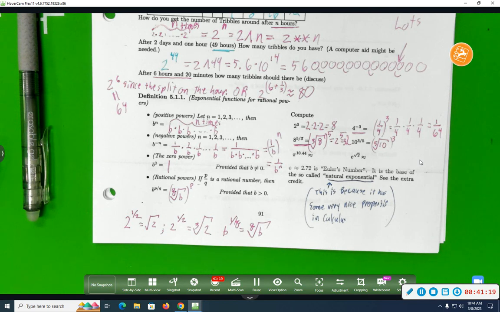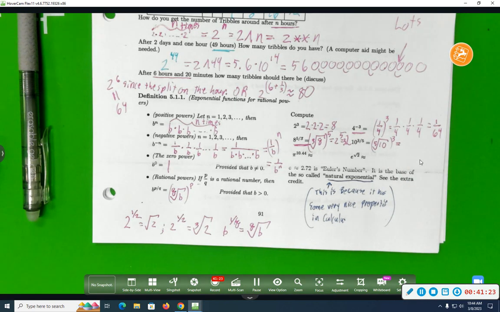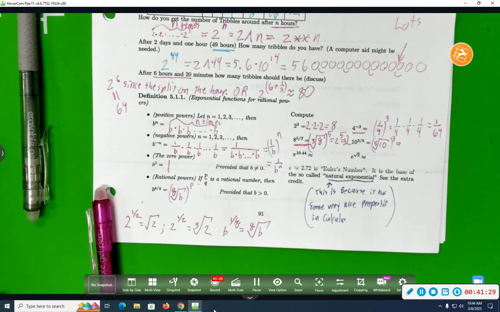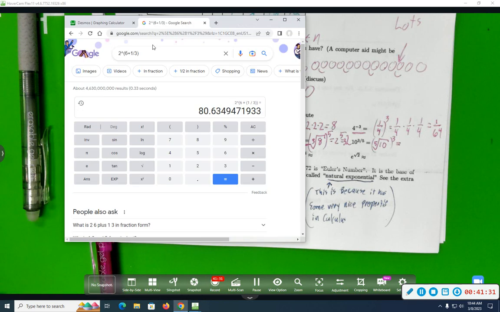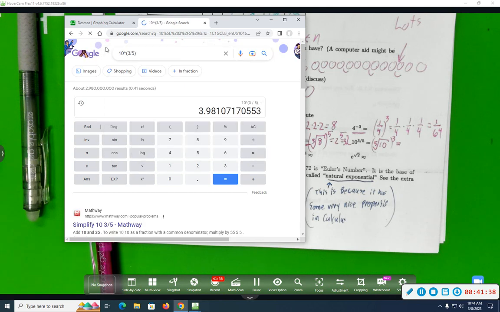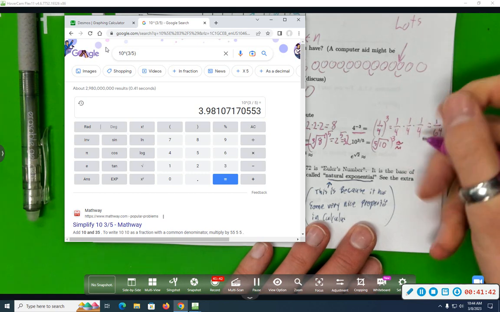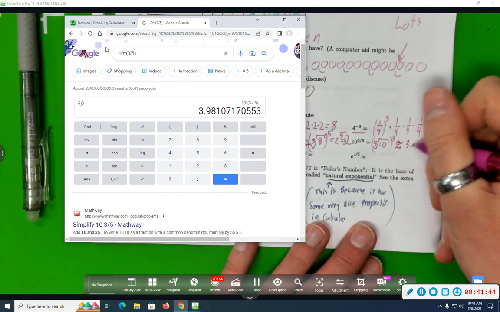So if you want to compute something like this, in this class we won't develop good computational tools for that. Instead, I'll resort to a machine to compute things like 10 to the power 3 over 5. It is about 3.98.